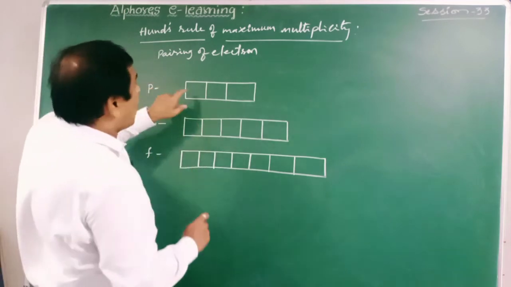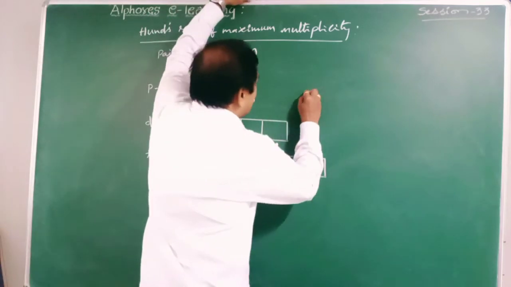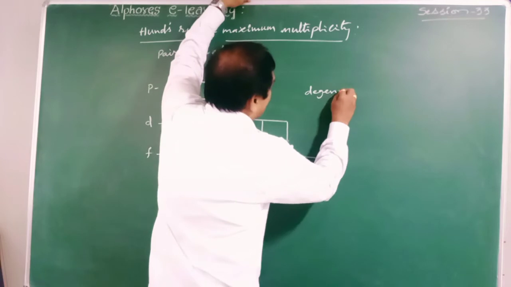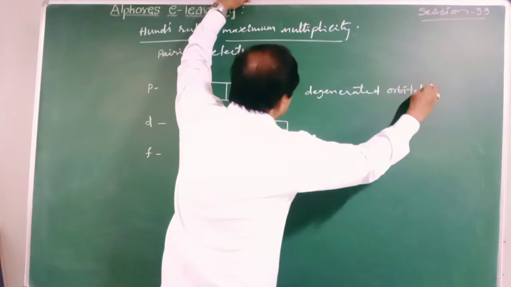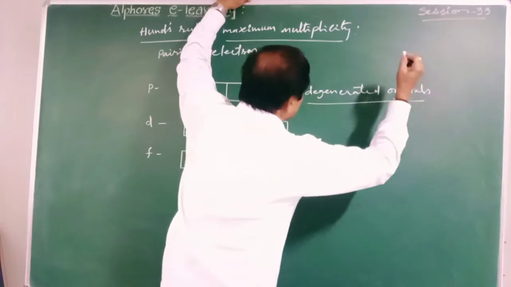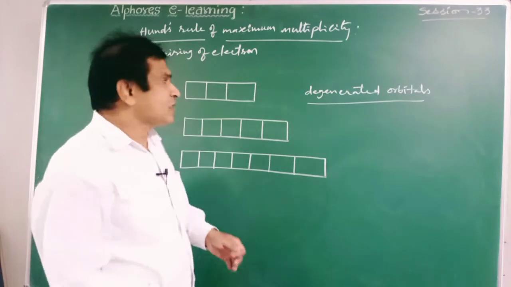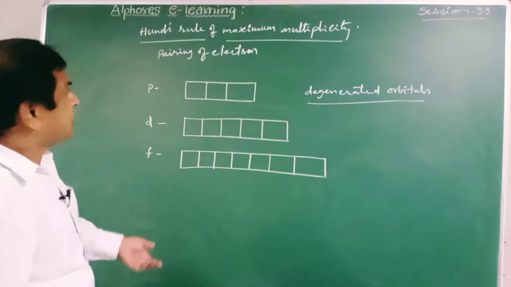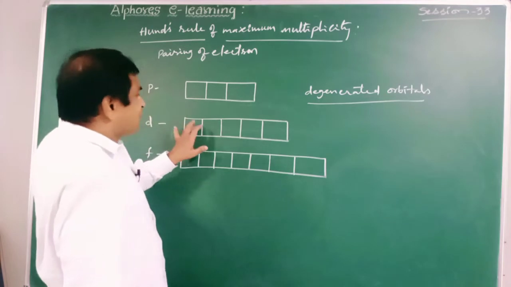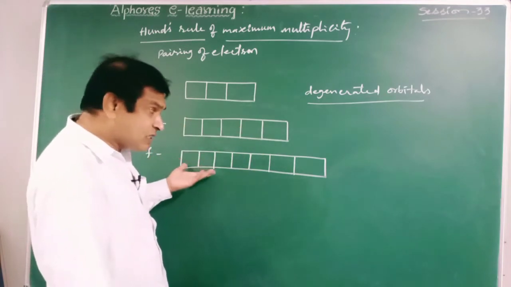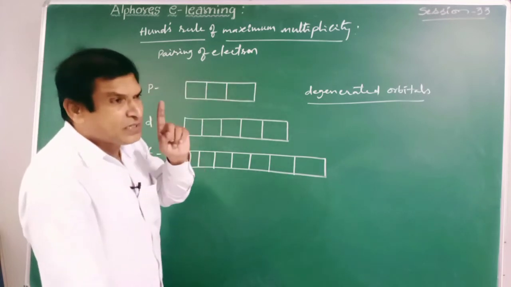Now, the orbitals possessing equal energy are called degenerate orbitals. Once again, what is meant by degenerate orbitals? The orbitals with equal energy. How many degenerate p orbitals are there? The degenerate p orbitals are 3, degenerate d orbitals are 5, and degenerate f orbitals are 7. They all have equal energy.